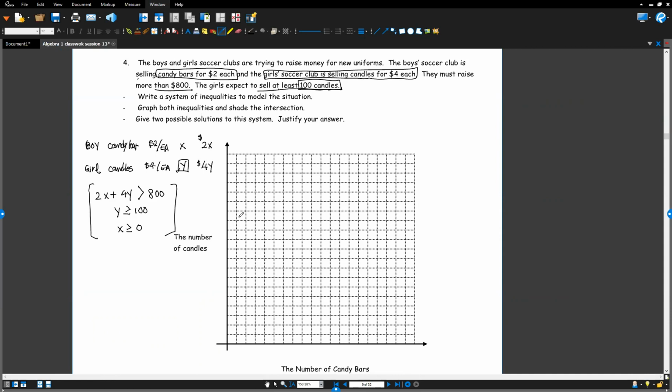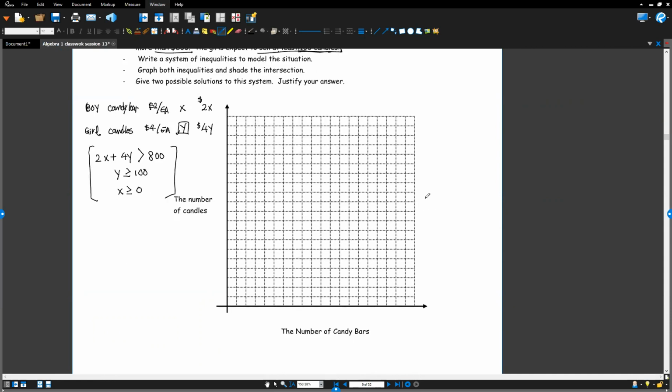Is it okay? Now we can make a graph over here. Y equals 100. Now take out this one first: 4Y is greater than negative 2X plus 800. Is it okay? Now the next one, you can divide by 4. Y is greater than negative 1 over 2 X plus 200.